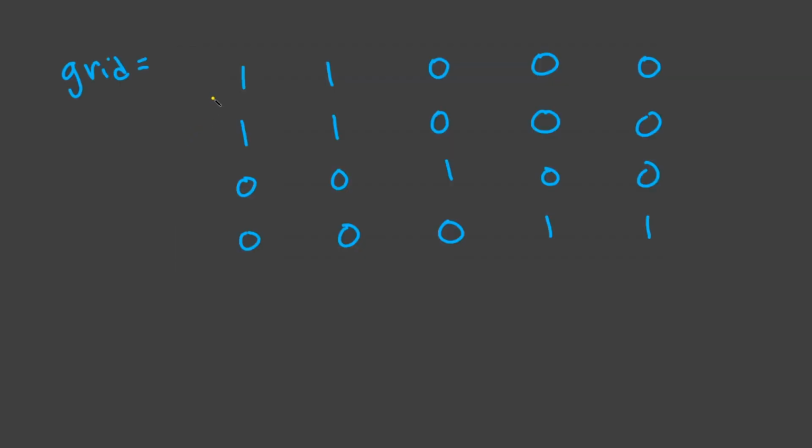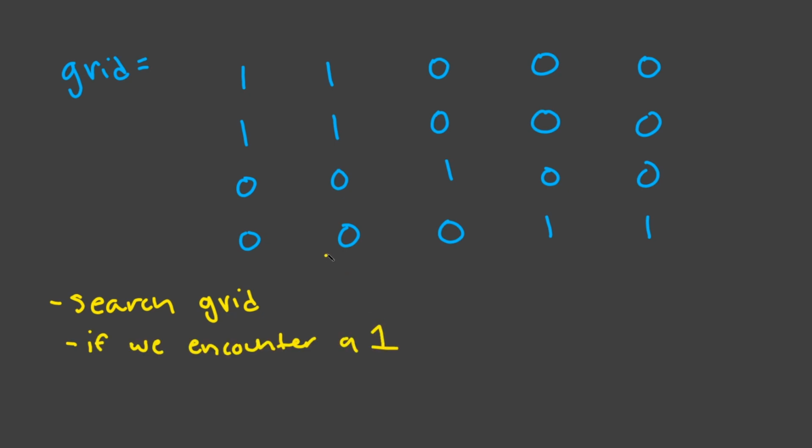So here I've redrawn the example from the problem, and I think a fair place to start would be by saying that we want to search the entire grid here. So let me just write that down. Okay, but what do we want to do while we're searching this entire grid? Well, we know we want to search for an island, but how do we do that? Well, we know we can only have an island if we encounter a 1. So we can say while we're searching the grid, if we encounter a 1, then that means we encountered an island. But let's say we start at this 1 here.